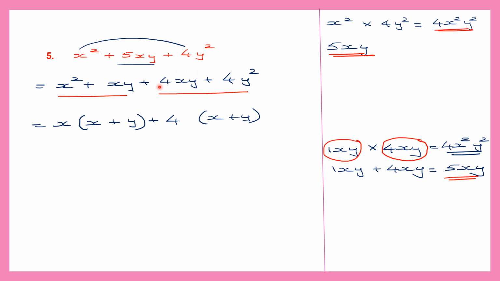Now 4xy, I have 4 here, x here. So what is left? Only y is left. And when I multiply, I got this 4y. 4y into x will give me 4xy. 4y into y will give me 4y square. So now let me get my terms. The common one is x plus y and the other one is x plus 4y. These are my factors.